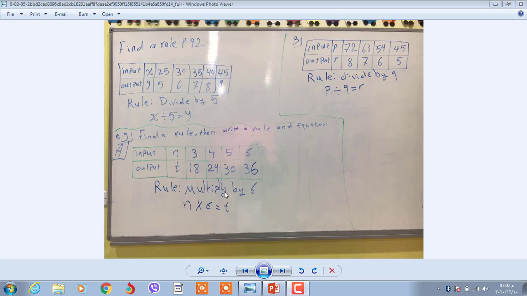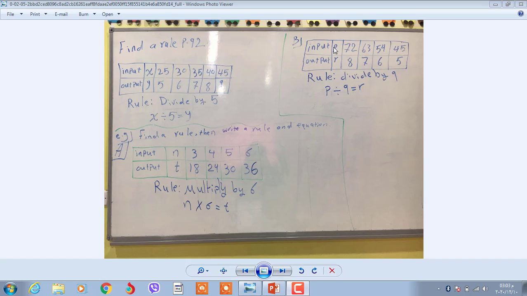So the rule is multiply by 6, and we say n multiplied by 6 equals t, because all numbers in n multiplied by 6 equal the numbers of t, student. And in the next example we have input p and outputs are 72 changed to 8, 63 changed to 7, 54 changed to 6, 45 changed to 5.